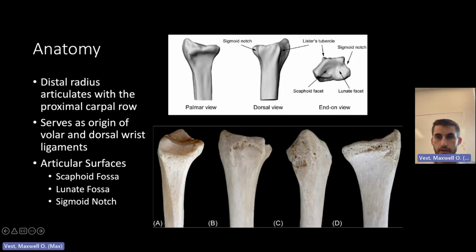There are many unique curvatures of the distal radius, and these are all important to take into account when treating these fractures. And another important landmark in the distal radius we use is Lister's tubercle, demonstrated right here. And this is well known to separate the second and the third dorsal compartments.